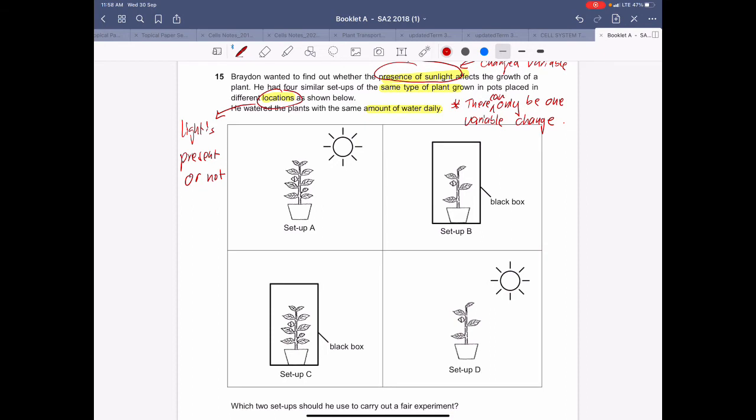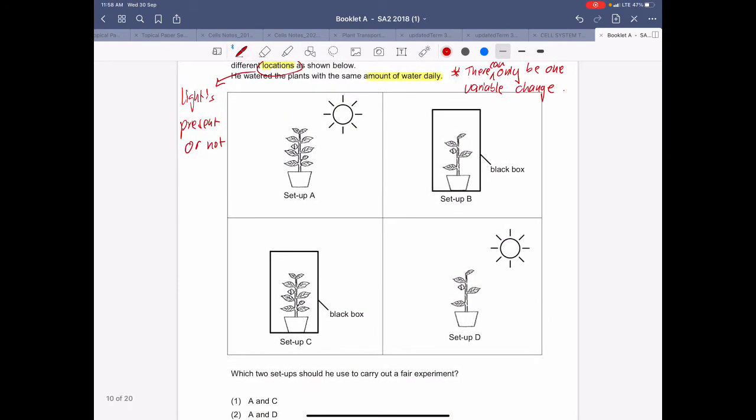So in setup A, I have 1, 2, 3, 4, 5, 6, 7, 8, about 8 leaves. Okay, the other one that has 8 leaves is which other setup? Okay, so A and C is actually plausible because the only difference is that one has a black box. So the black box actually prevents light from reaching the plant.